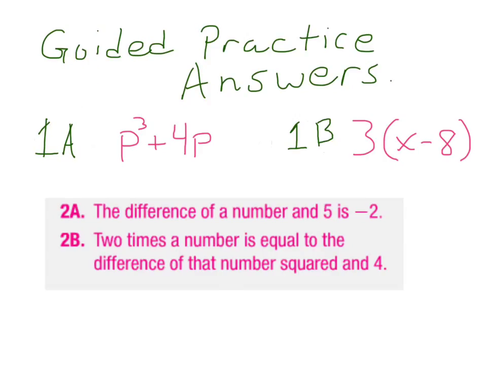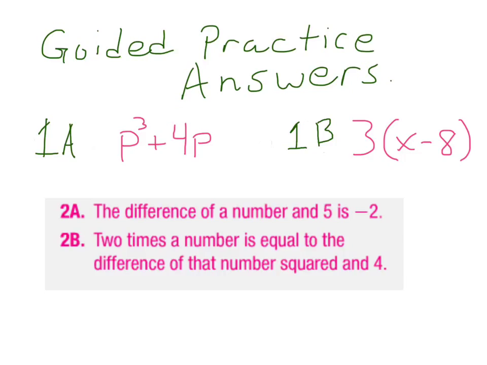Guided practice answers, 1a should have been p cubed plus 4p. 1b is 3 times the quantity of x minus 8. Those parentheses are important there. And then 2a and 2b, here is one way to write each of these algebraic expressions as a verbal sentence. So the difference of a number and 5 is -2, and 2 times a number is equal to, so there they used equal to, the difference of that number squared and 4. So you will notice in a couple of these examples, namely 1a and 2b, that they did reference the same number twice.